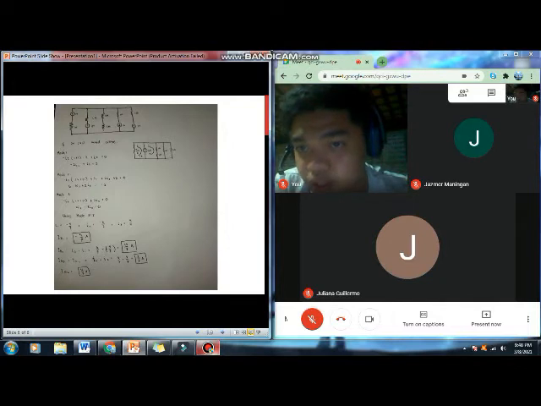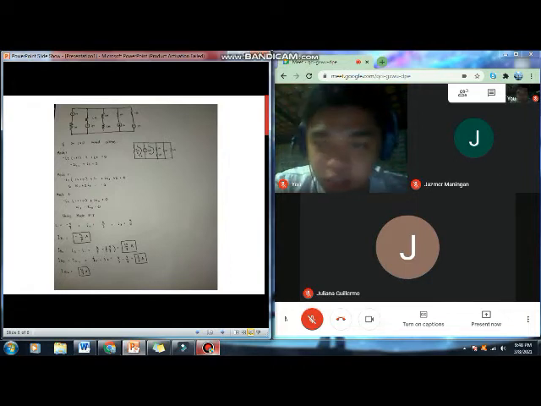2 volt reacted alone, and mesh 1 is equal to negative I1. So ang mesh 1 natin, ang equation ng mesh 1 natin ay negative 2I1 plus I2 is equal to 2. So kailangan natin itong mga equation na to in order for us to get the current na nagre-react kapag ang 2 volts ay alone.